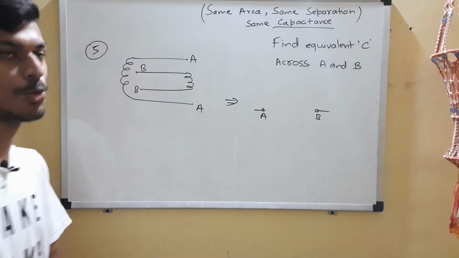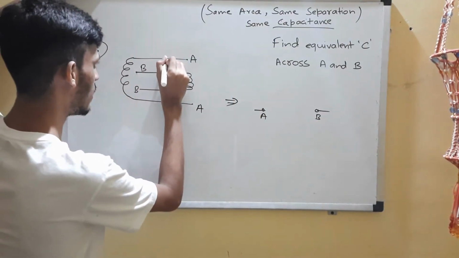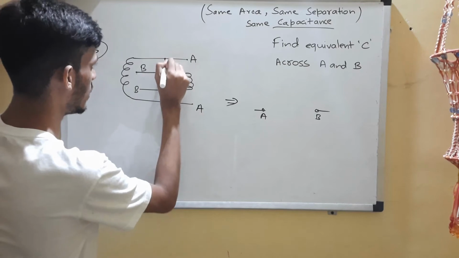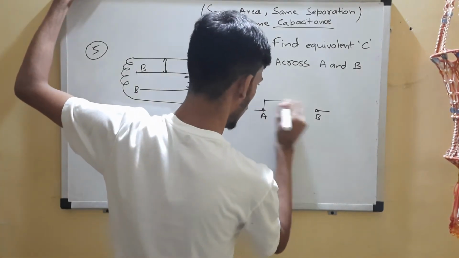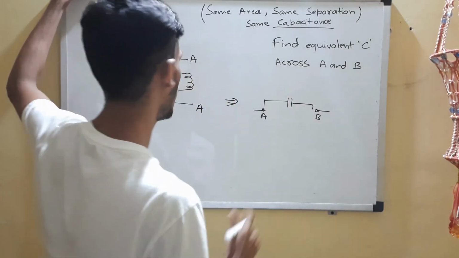Next step is to choose pairwise, right? So choose these 2 plates. You can see that one is connected to A, and the other one is connected to B. Okay, so I'll draw it this way.